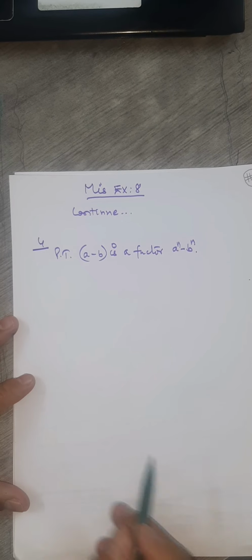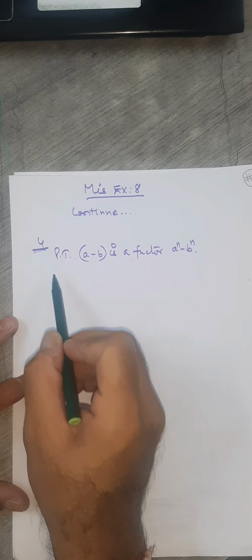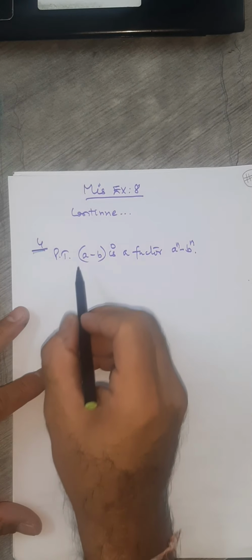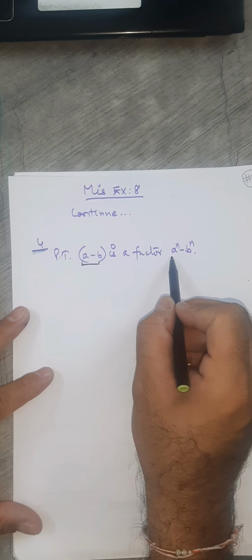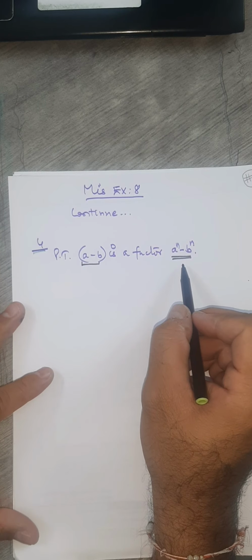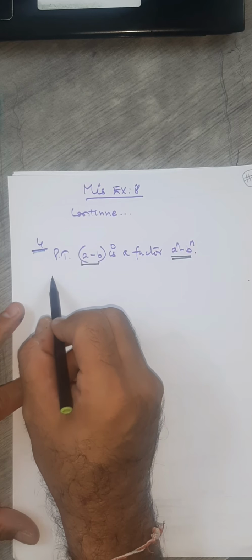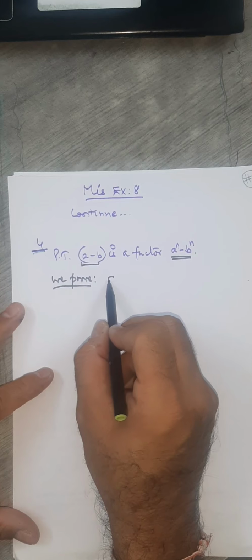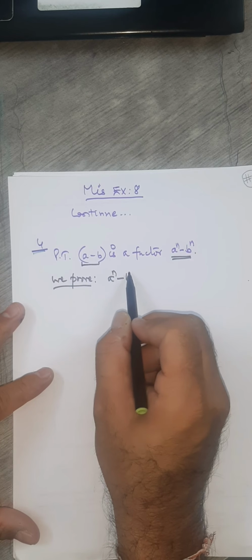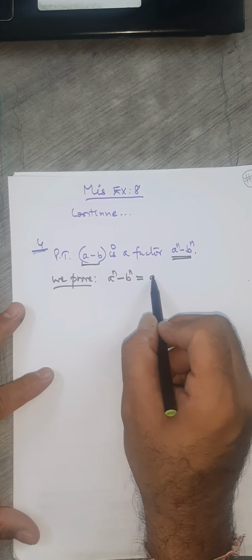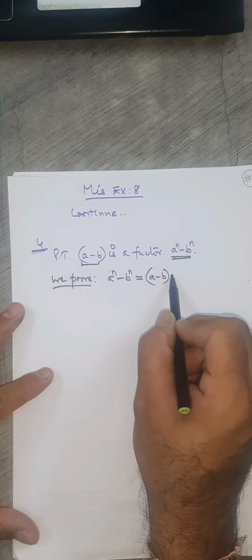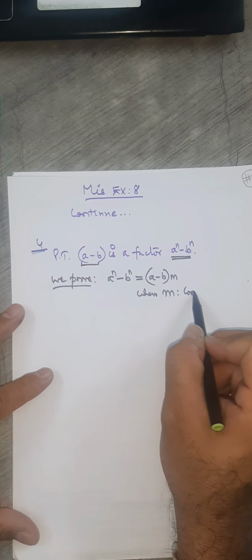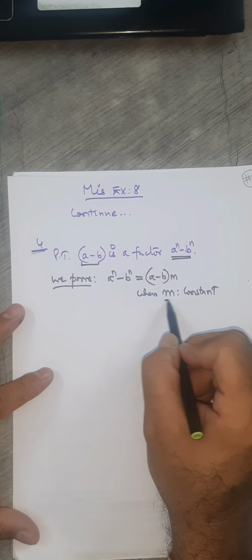So we continue with the exercise here. Question number 4. The first 3 questions we already discussed. Now what do you want to prove in this question? A minus b is a factor of a raised to n minus b raised to n. Factor means multiple. So you need to prove that a raised to n minus b raised to n equals a minus b into some constant m, where m is some constant. This is what you need to prove, remember.